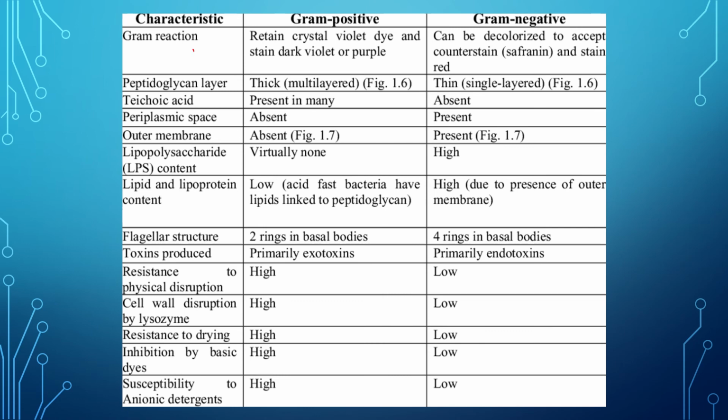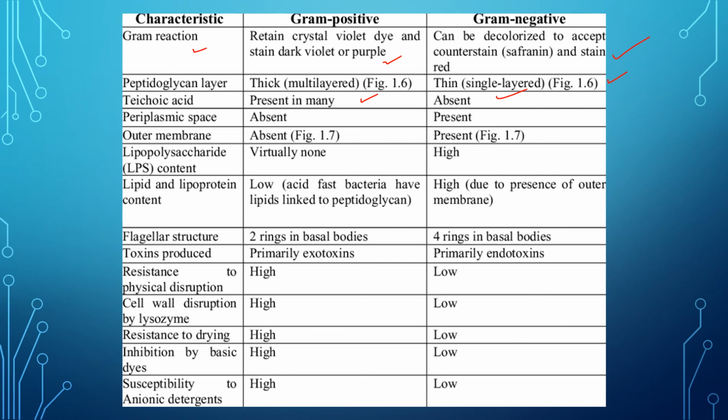The gram reaction: in case of gram-positive, they retain the crystal violet dye and stain dark violet or purple color. In gram-negative bacteria, they can be decolorized to accept counterstains like safranin and they stain red. Next is peptidoglycan layer. In gram-positive bacteria, it is a thick and multi-layered structure. In gram-negative bacteria, the peptidoglycan layer is thin and single layered. Teichoic acid in gram-positive, there are many in number. Teichoic acid in gram-negative, they are absent.